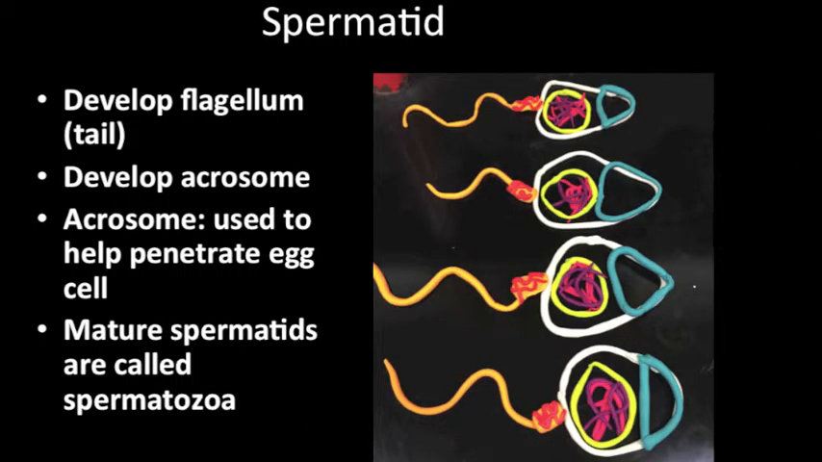Each spermatid develops a flagellum. The base, or mid-piece of the tail, contains mitochondria to provide the sperm with the energy for movement. The spermatid also develops a membrane-covered head called an acrosome that produces enzymes to help the sperm penetrate an oocyte and fertilize it.